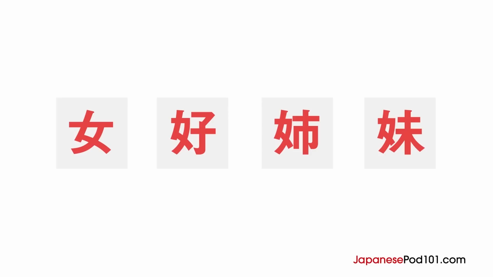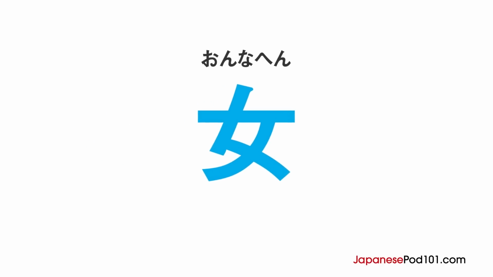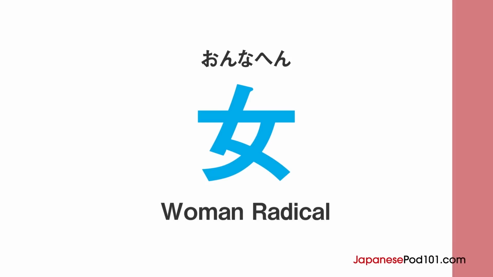First off, can you spot the radical in all of these kanji characters? It's this part here. This particular radical is called 女編. It's otherwise known as the woman radical, and it's used in some of the most common of all kanji. Let's take a look at it in more detail.